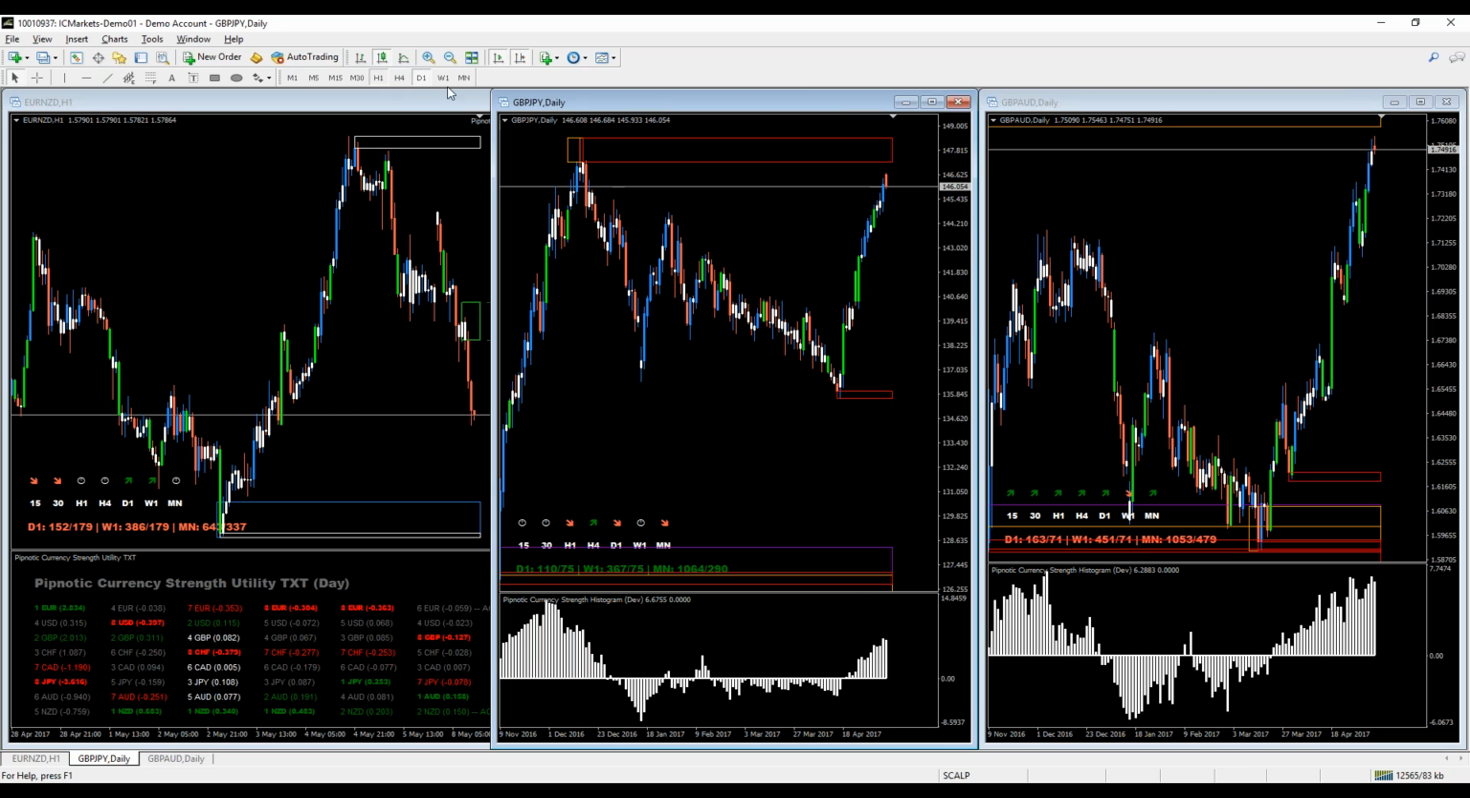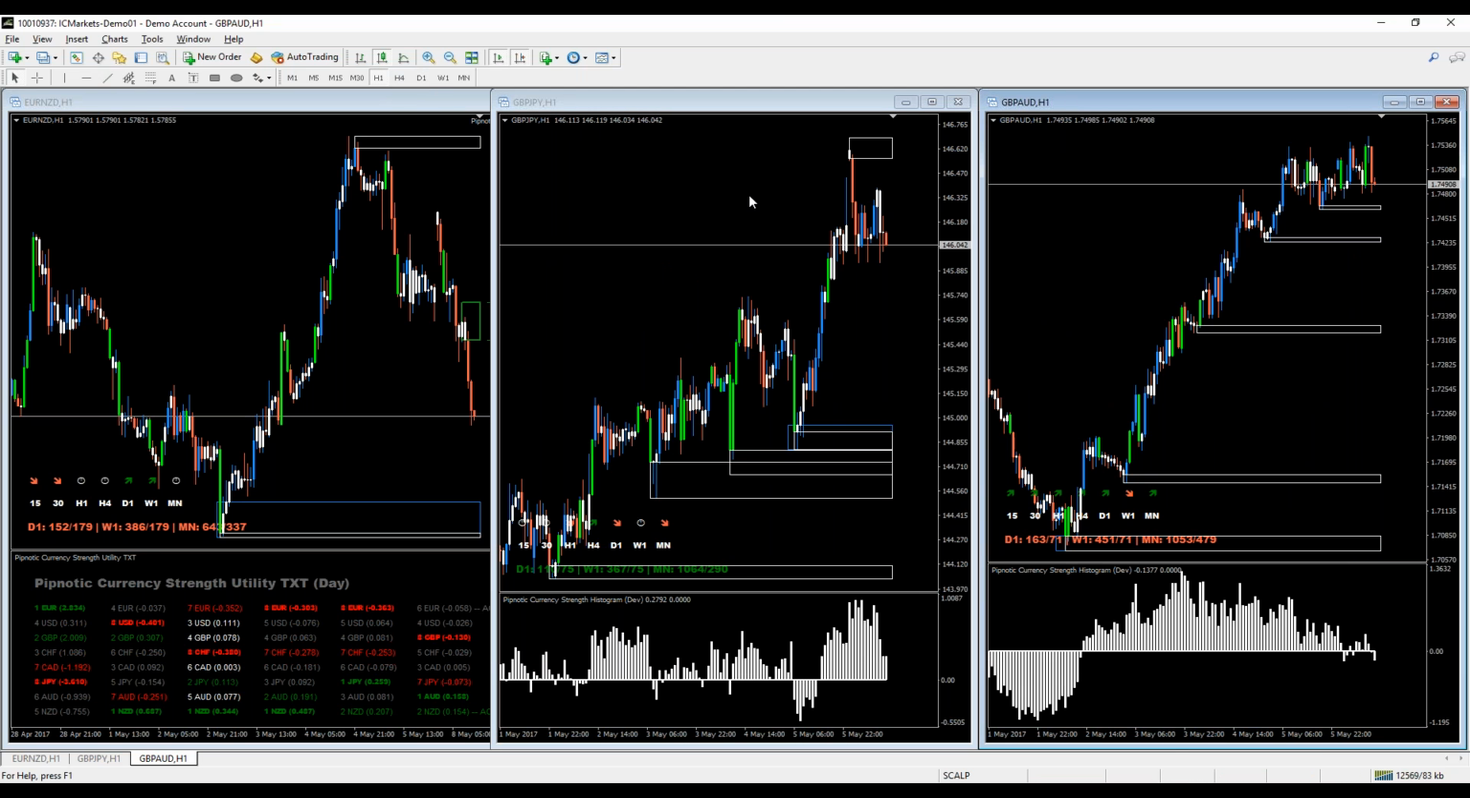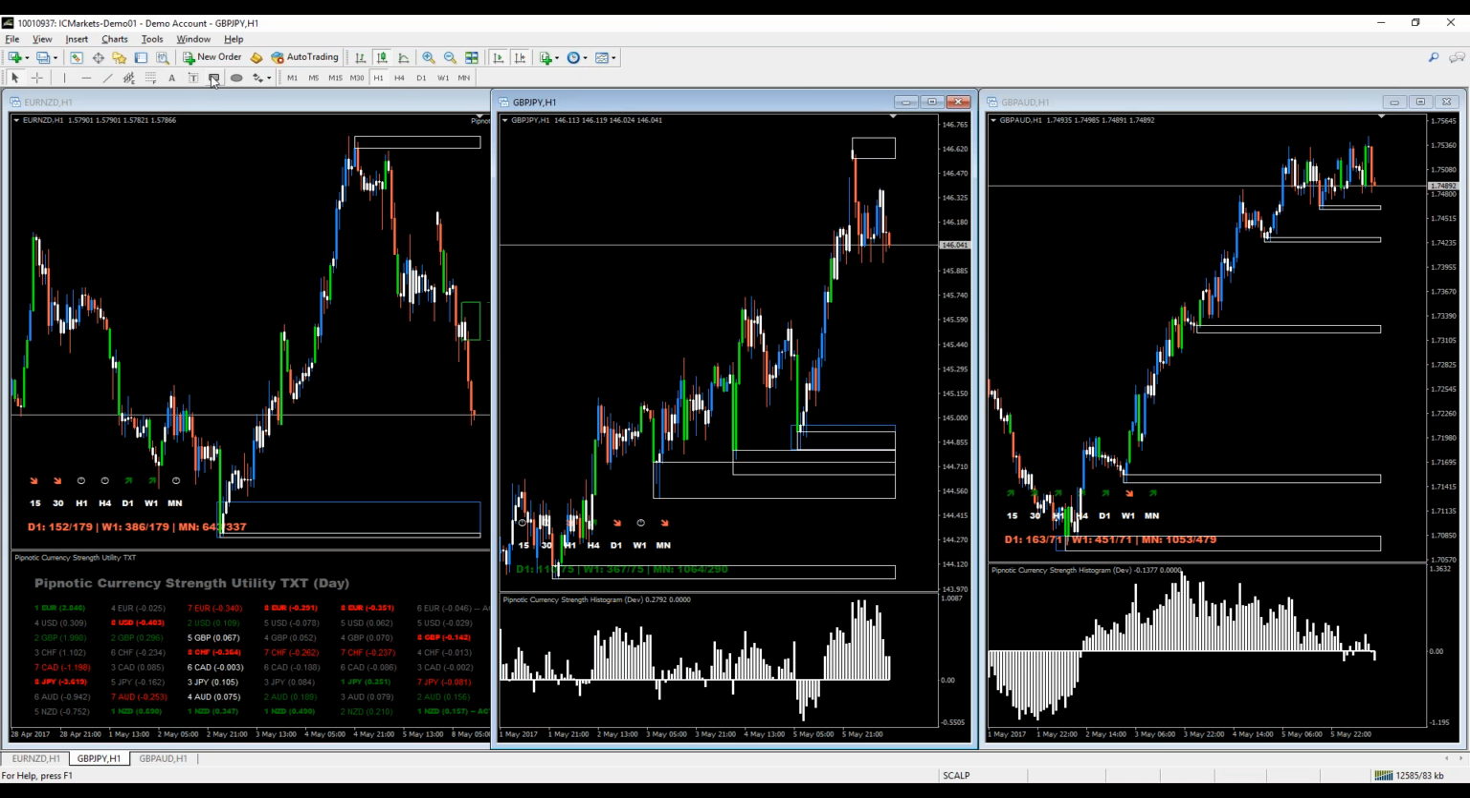So we go to the hourly chart here, or for both of them, and we use the supply and demand software to show us where we need to buy. And you can see we have a couple of interesting areas that we could consider to buy. We have an untested area of demand just here.